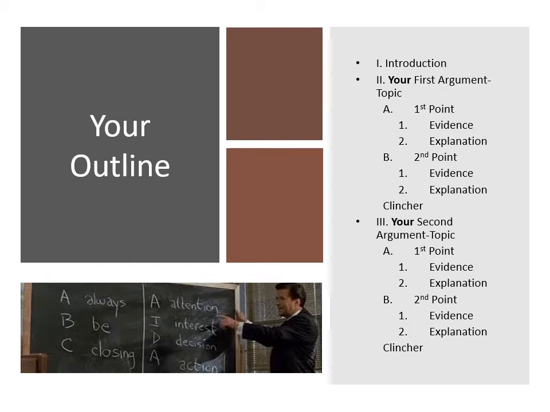All right, so your basic outline, pretty straightforward. Introduction, first argument, 2 points, illustrations, and evidence. Points, illustrations, and evidence. I don't know why I put evidence instead of illustration when I was making this outline. I must have had a brain cramp. It happens to the best of us.